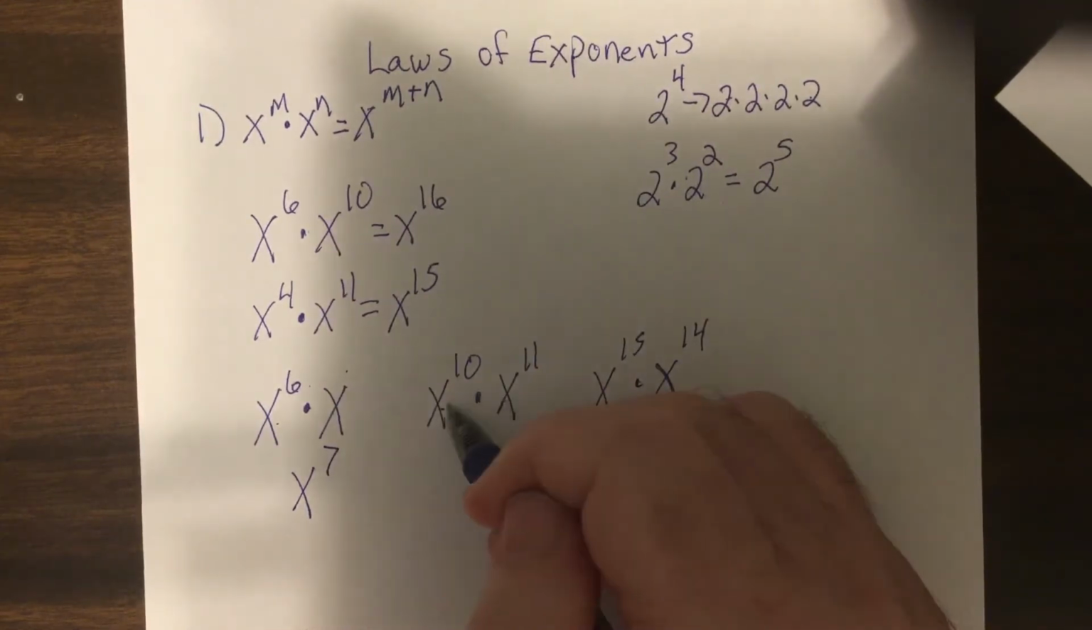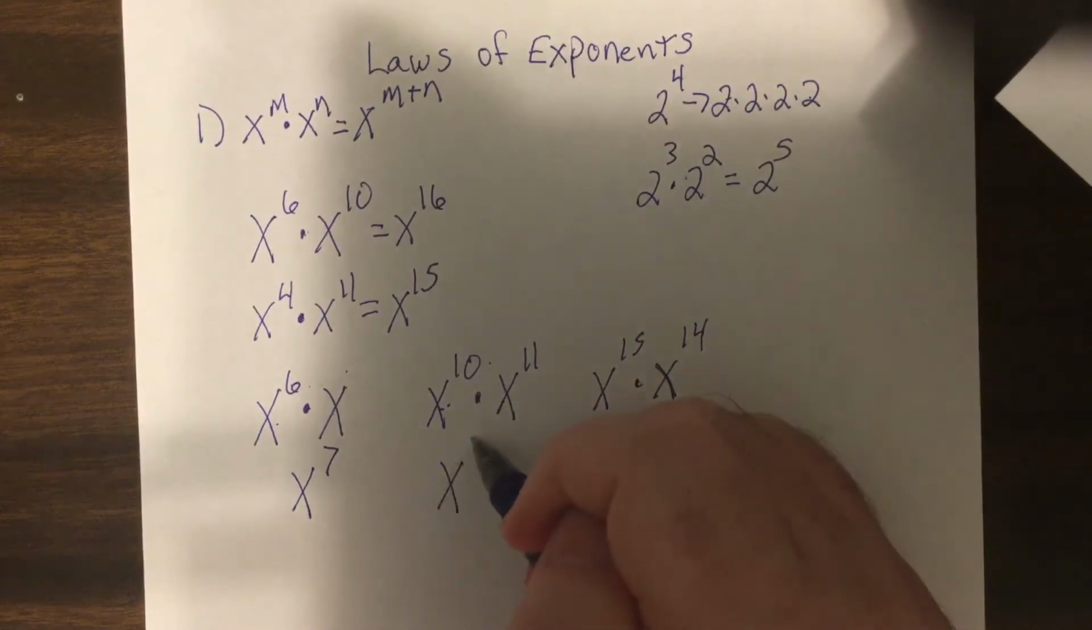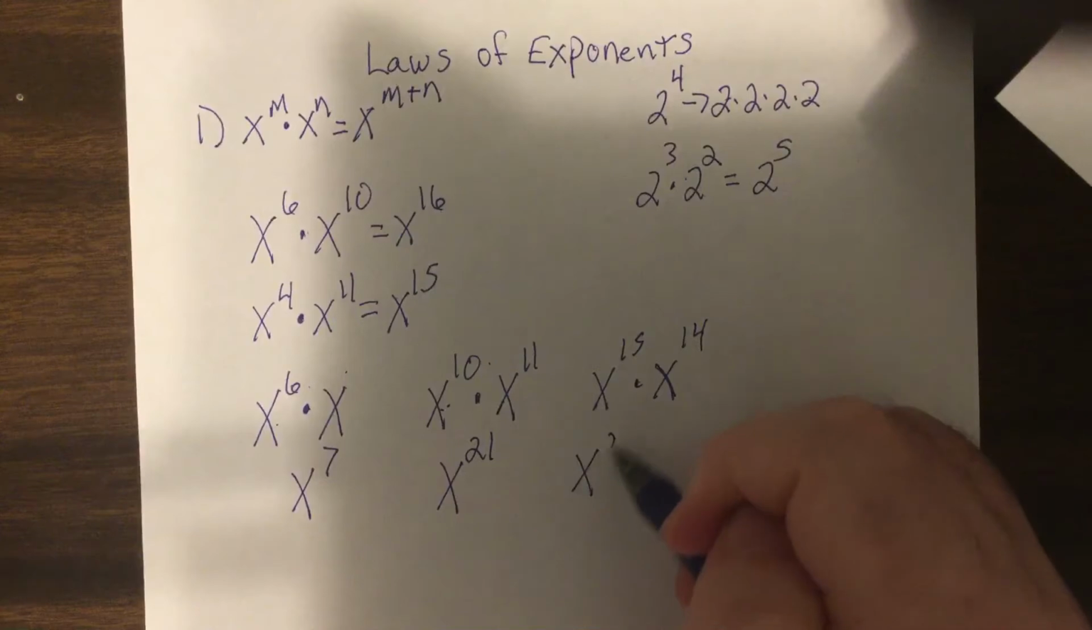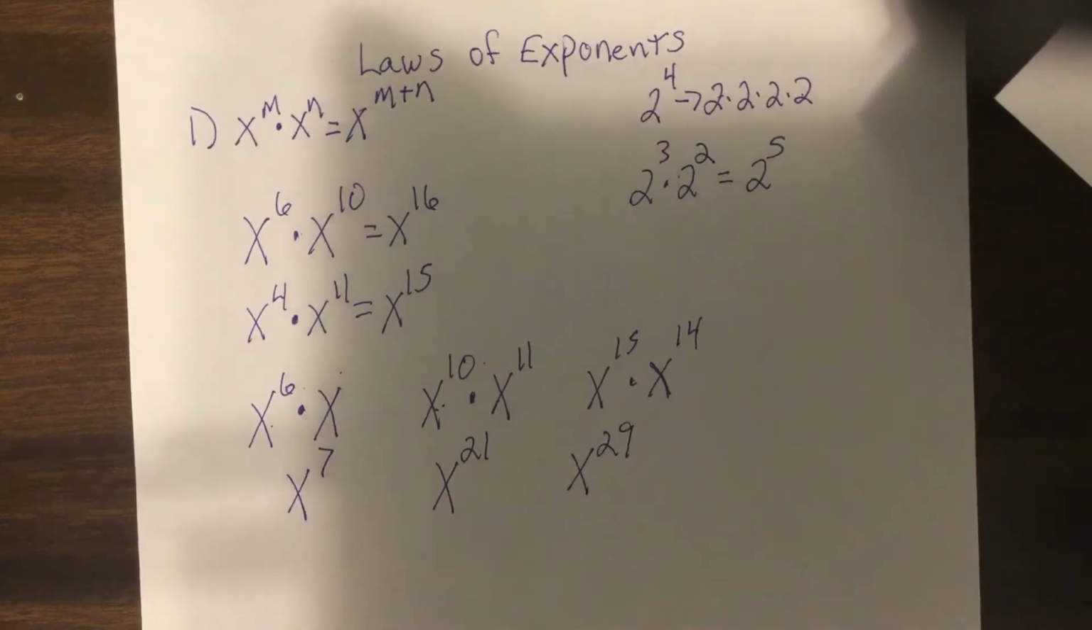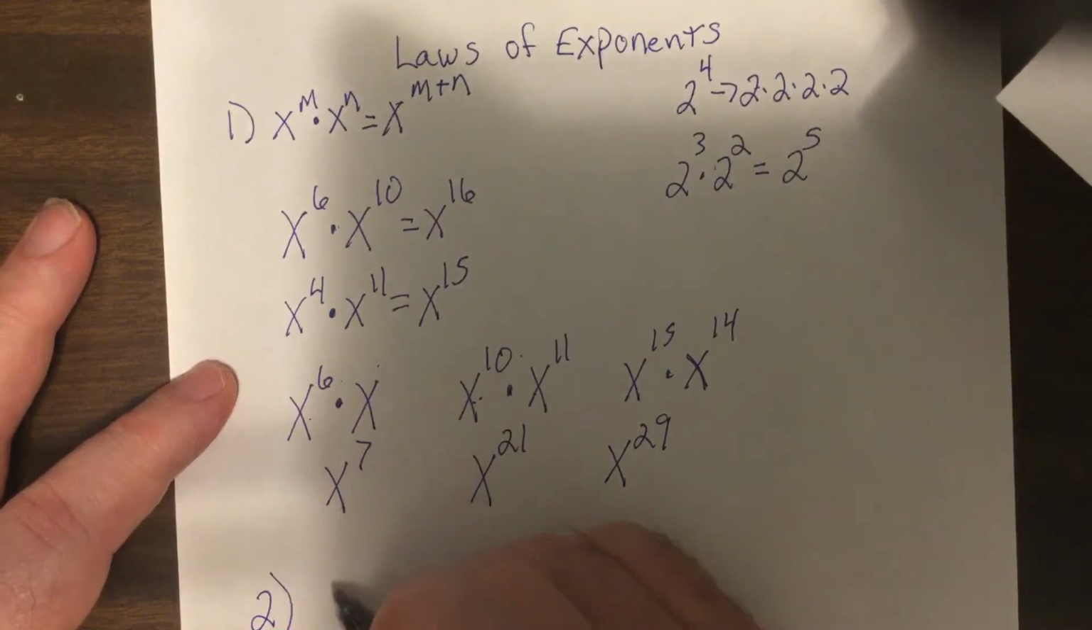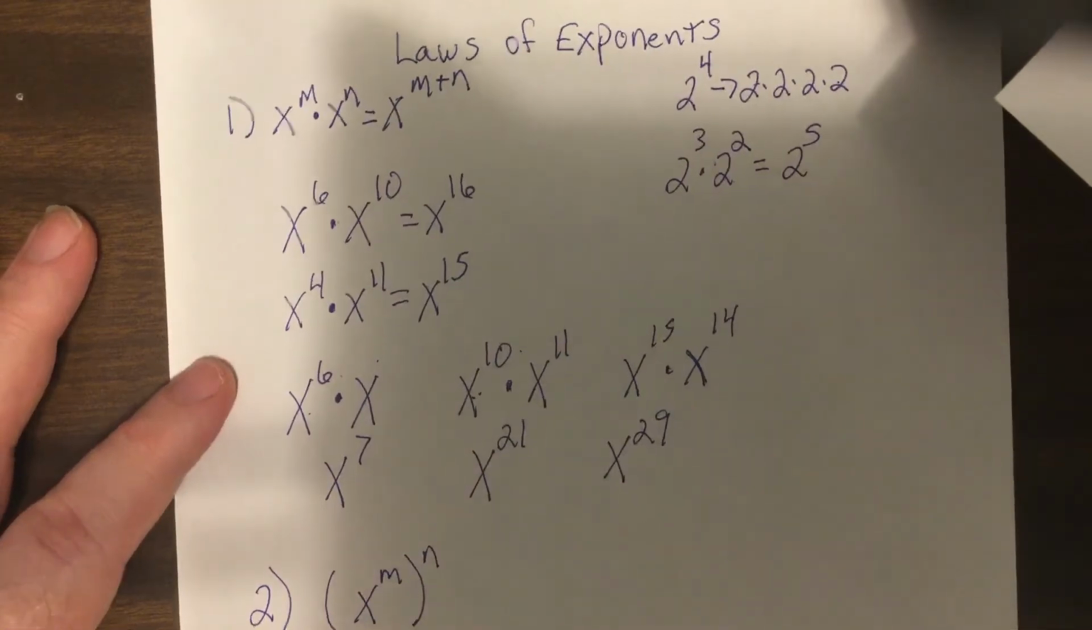When you multiply two things same base, you add the powers. Now the second law is, what do you do when you have a base, raise it to a power, then raise it to another power?